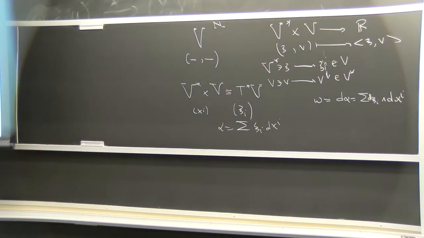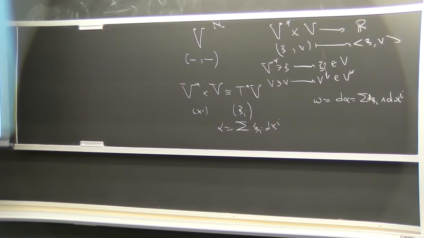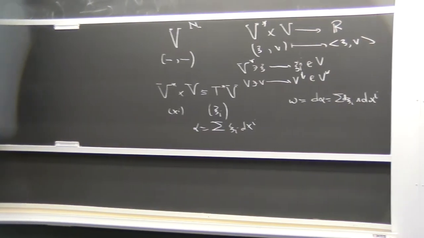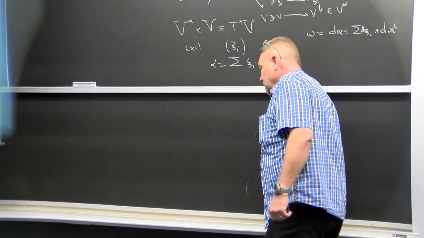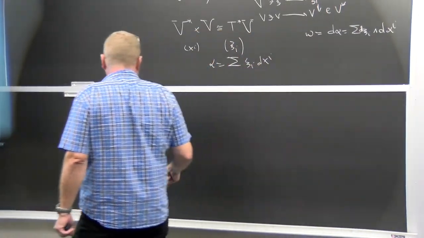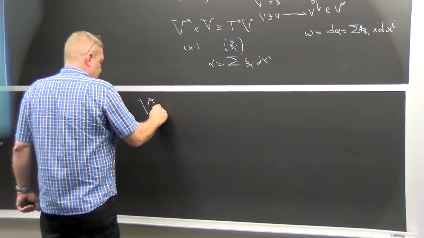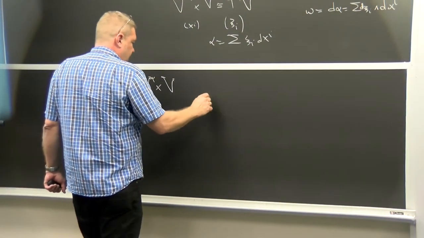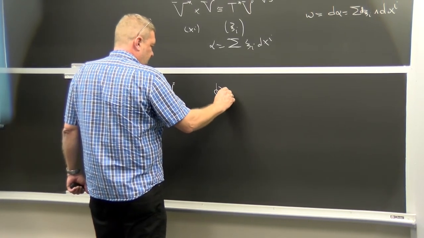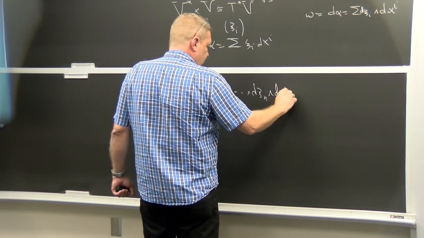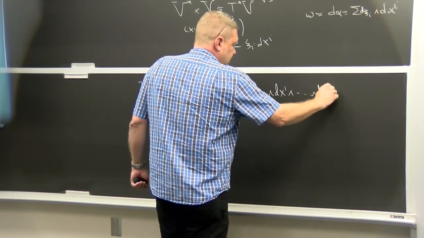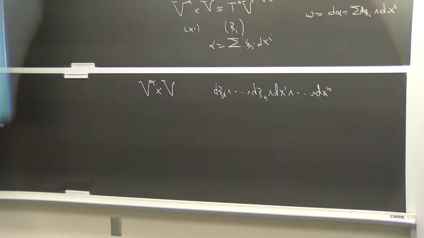Now, there's an orientation that's induced. It's a bit funny. It's not typically the orientation that mathematicians use, but the orientation physicists use. So orient V star times V using this form, dc_1 wedge ... wedge dc_n wedge dx_1 wedge ... wedge dx_n. So that's going to be the orientation.